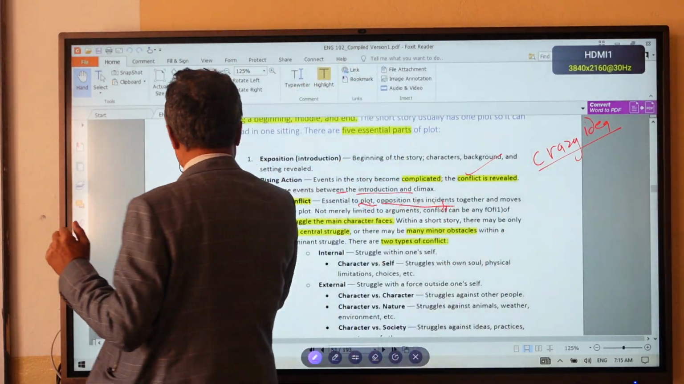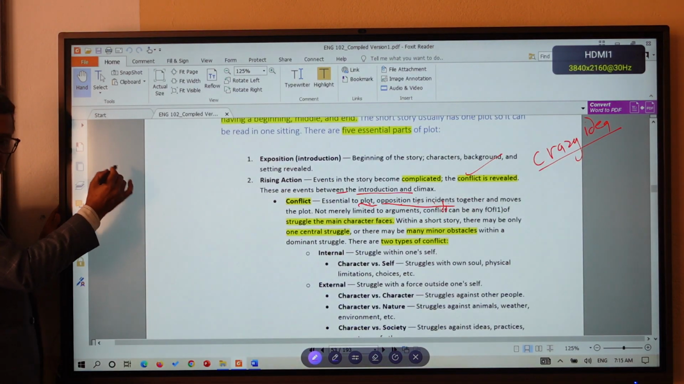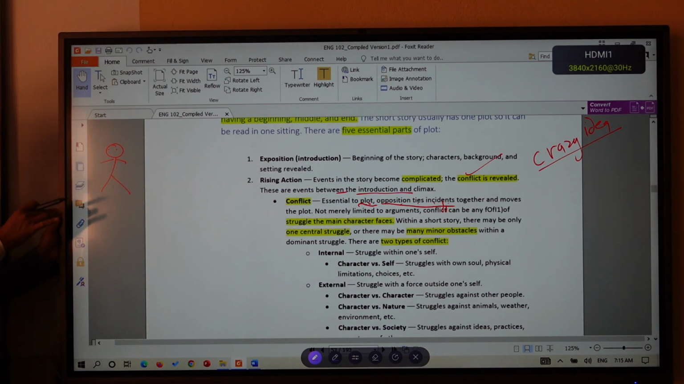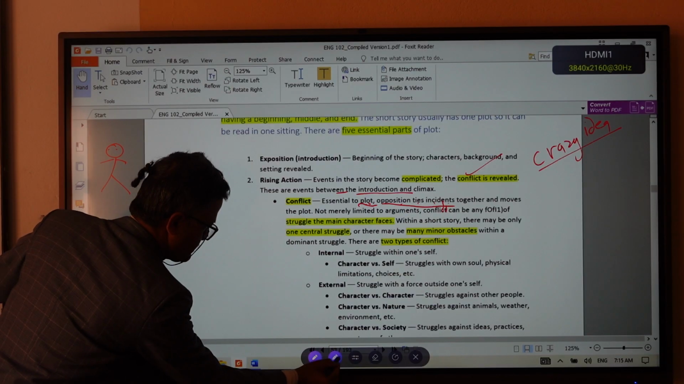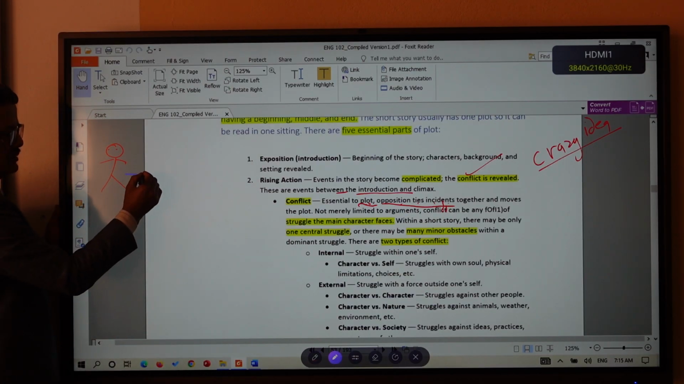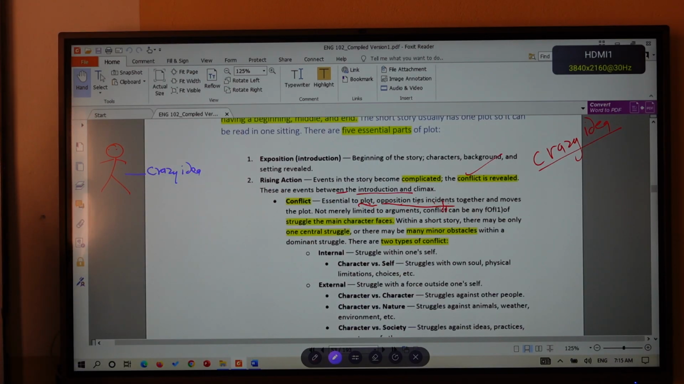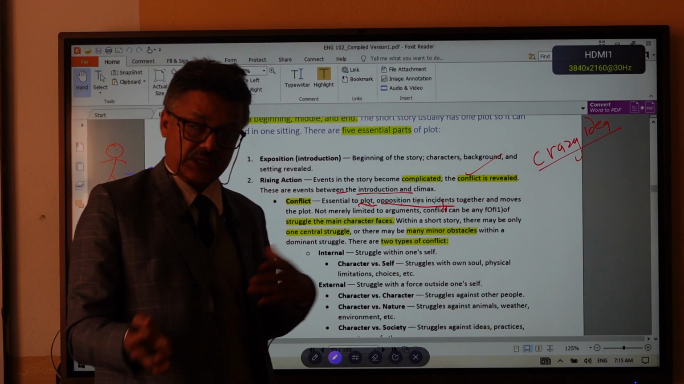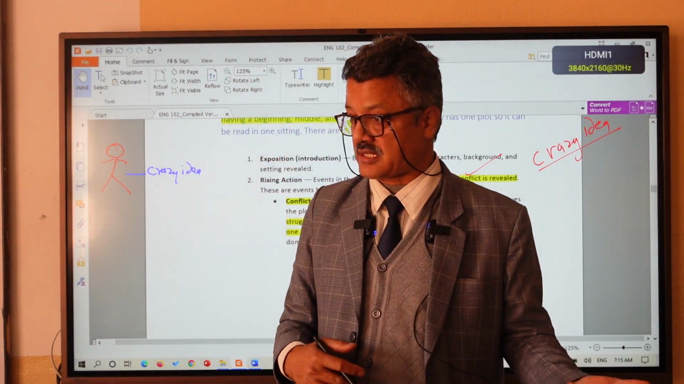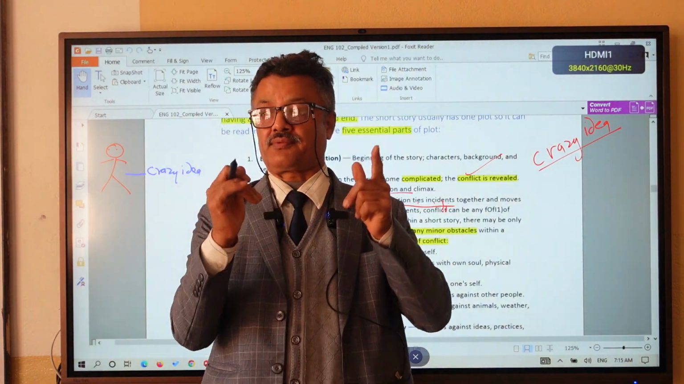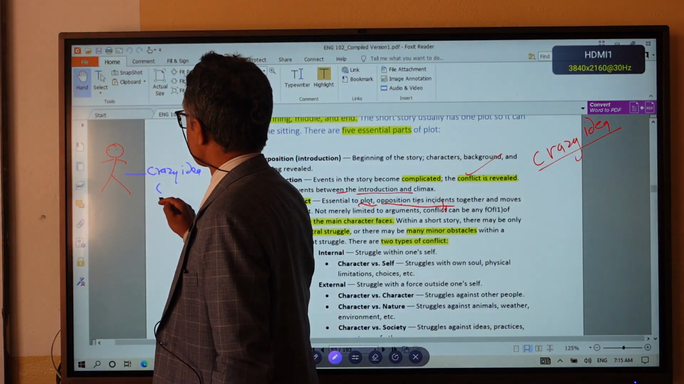So conflict, let me focus on the word conflict. Conflict is, there is a person, right? Now the hero, the narrator, the protagonist, the storyteller, Phil Knight himself. Now conflict is, for example, he has the crazy idea. Should I do it? Should I not do it? Shall I do it? Shall I not? Will I succeed? Will I not succeed? Might it work? Might it not work? So he has conflict with the self. This is called conflict with the self.